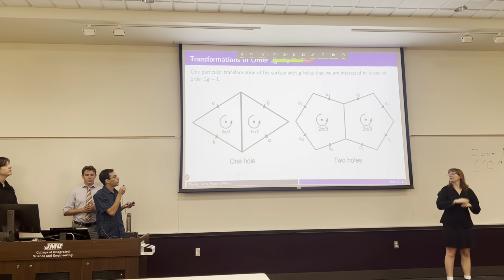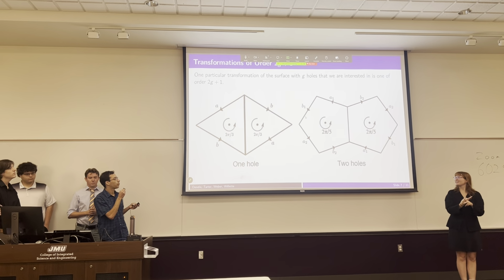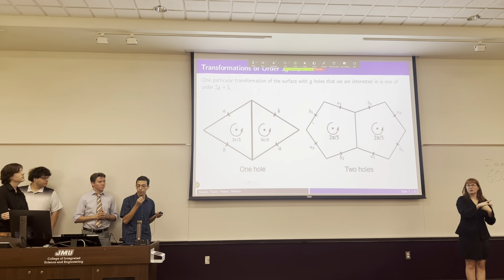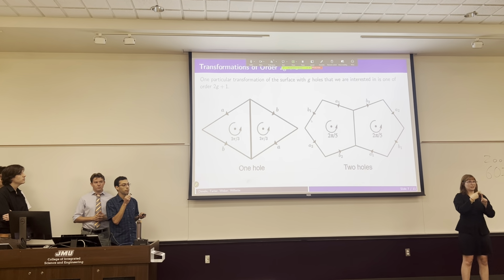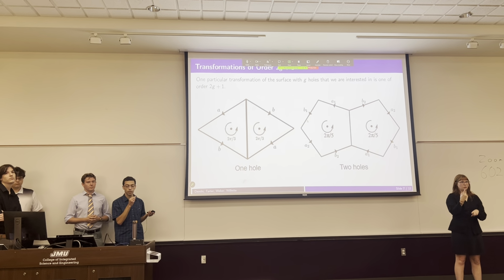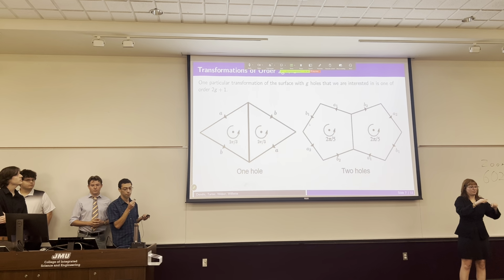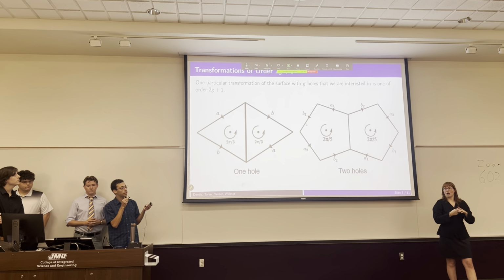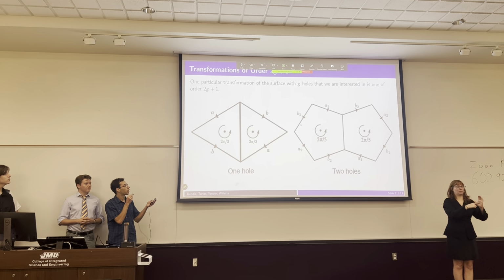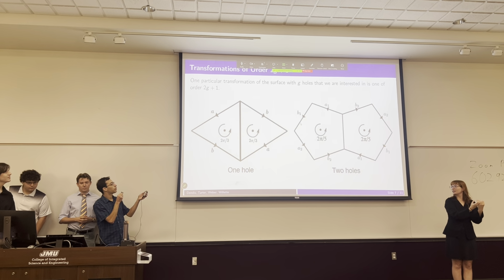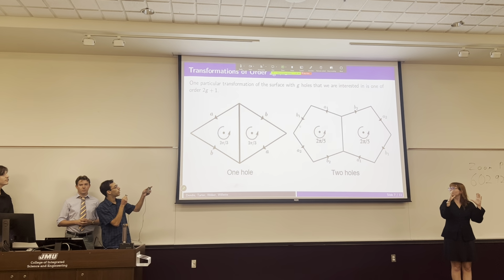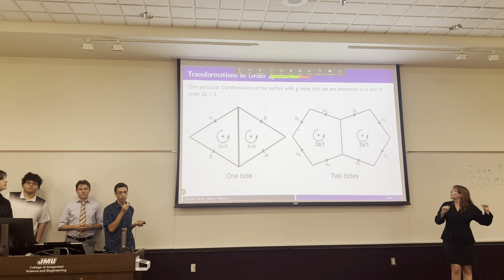Another kind of transformation of a surface with G holes that we're interested in is one of order 2G plus 1. Order 2G plus 1 means that if you were to do this transformation 2G plus 1 times, the surface would go back to how it originally started. So on the left here, you can see a depiction of a torus. And to see how this is a torus, picture gluing together the edges labeled A and the edges labeled B.